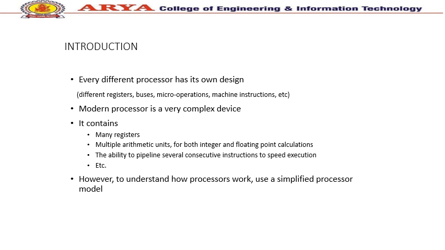Introduction. Every different processor has its own design. It means different registers, buses, micro operations, machine instructions, etc. A modern processor is a very complex device. It contains many registers, multiple arithmetic units for both integer and floating point calculation, and the ability to pipeline several consecutive instructions to speed execution, etc. However, to understand how a processor works, we use a simplified processor model.